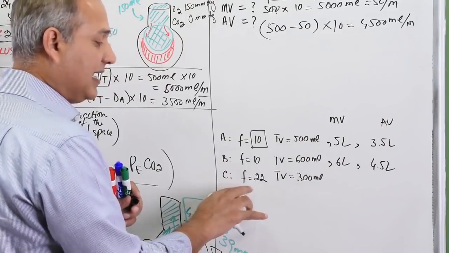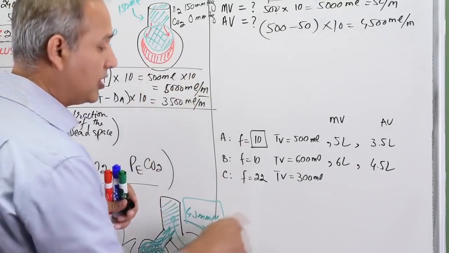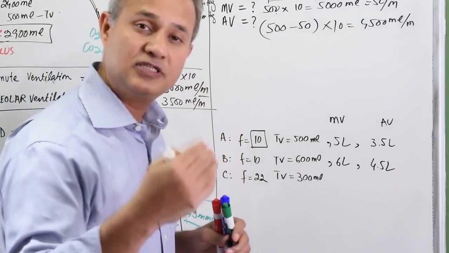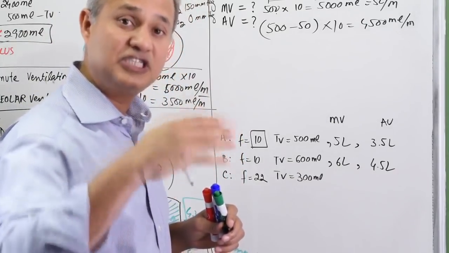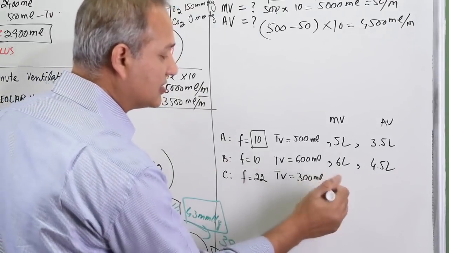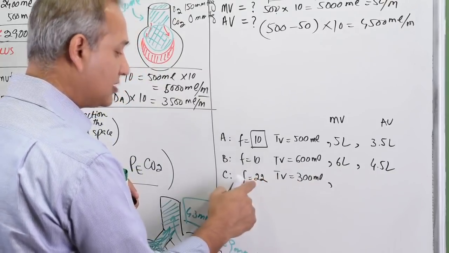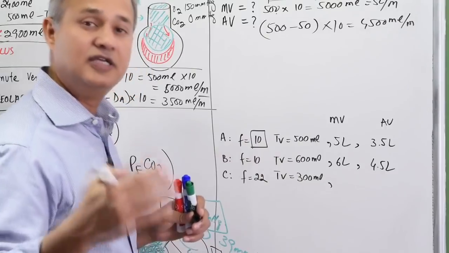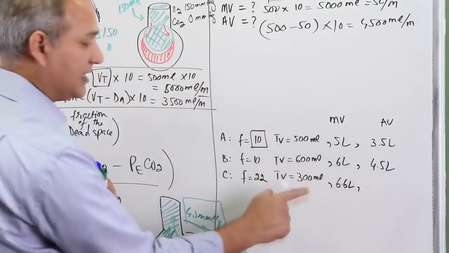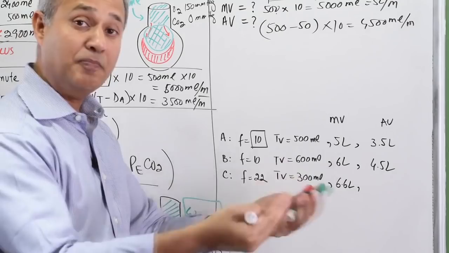This person C has a frequency of breathing which is 22, very high breathing. Okay, how about his tidal volume? It's 300 ml, which is high frequency, shallow breathing. 300 ml, let's see how many liters. 3 multiplied by 22 is 66, so 6600 milliliter, 6.6 liters. So here is your test: this person has 6.6 liter of minute ventilation.